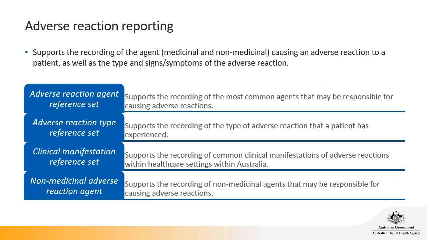Now looking at some of the more use case specific examples of reference sets that are available on the NCTS. First of all, the adverse reaction reporting related reference sets support the recording of the agent that's responsible for an adverse reaction, as well as the type of reaction and the clinical manifestation or the signs and symptoms of the reaction.